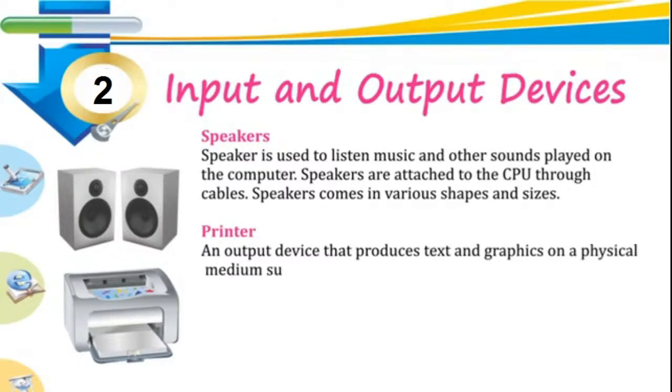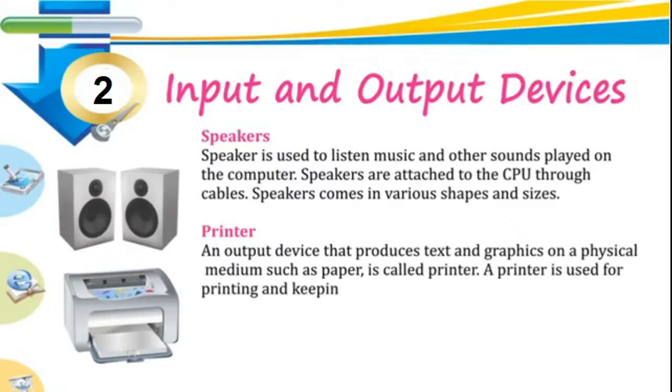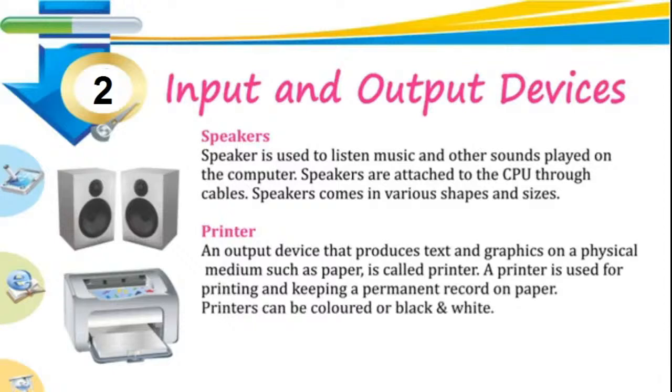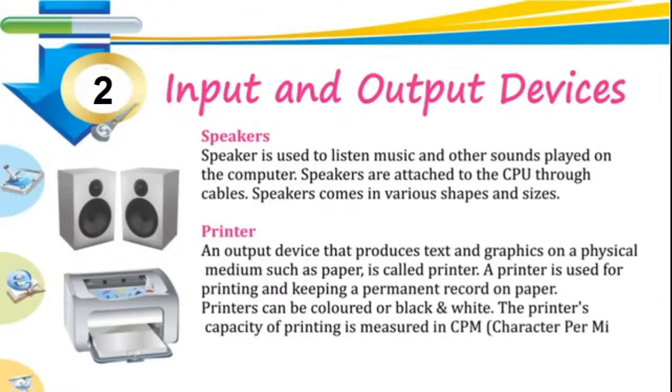Printer. An output device that produces text and graphics on a physical medium, such as paper, is called printer. A printer is used for printing and keeping a permanent record on paper. Printers can be colored or black and white. The printer's capacity of printing is measured in CPM, characters per minute, and PPM, pages per minute.